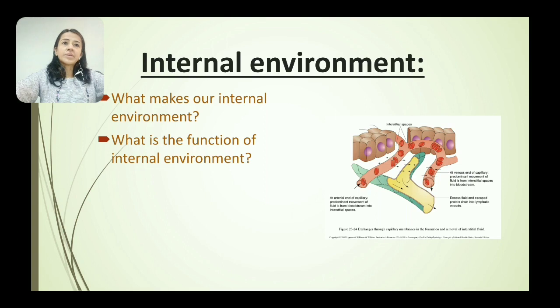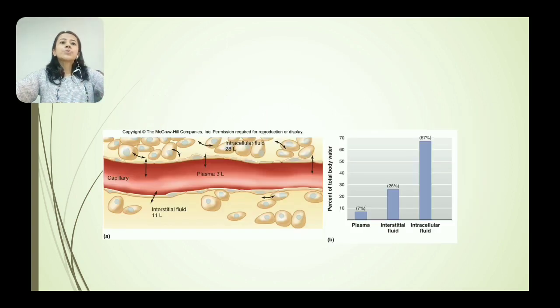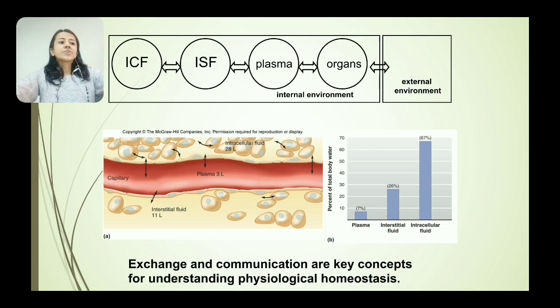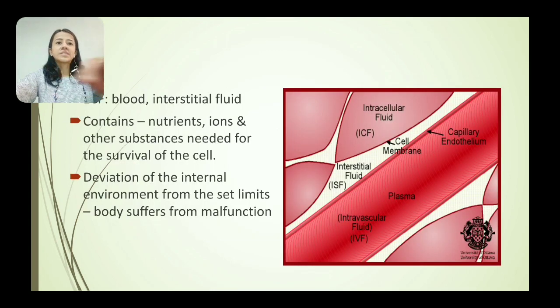So internal environment is mainly made up of extracellular fluid, which has two parts. The major part is interstitial fluid, the fluid between the cells, and the second one is plasma, which is the fluid part of blood. Now you can see here, constituents from the intracellular fluid pass to the interstitial fluid, then to the plasma and then to the organs, and then they reach the external environment. So, you can see exchange and communication are key concepts for understanding physiological homeostasis.